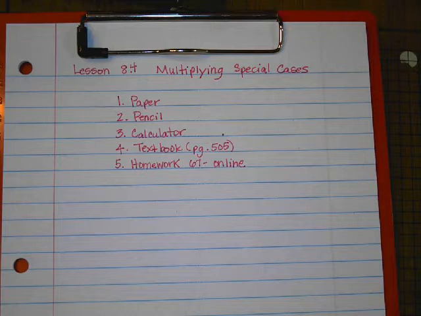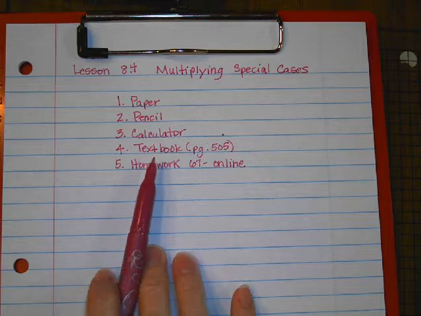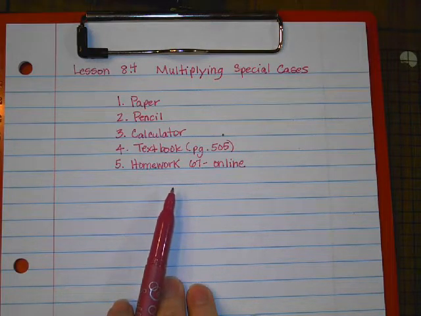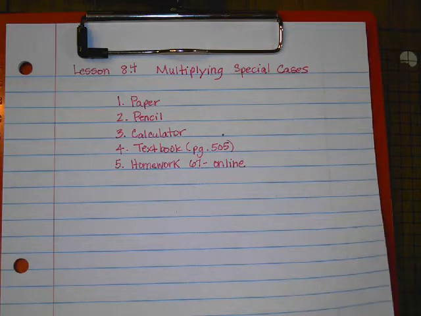All right, so today we're going to start building upon stuff that we've already done, and this is lesson 8.4, which is multiplying special cases. So we previously talked about how to multiply a binomial times a binomial, and we've learned how to multiply a trinomial and a binomial. So today we're going to be dealing with multiplying two types of binomials together in our lesson. So you just need a basic calculator. You need your textbook. You go ahead and go to page 505, and then you're going to need access to homework 67 online. All right, so I'm going to go ahead, switch out our paper real fast.